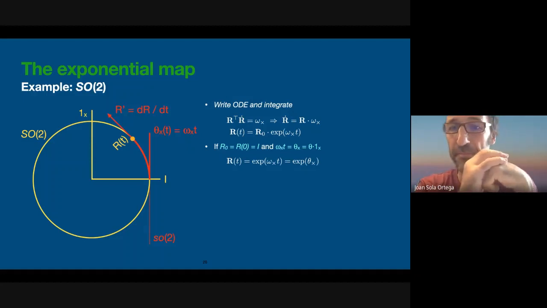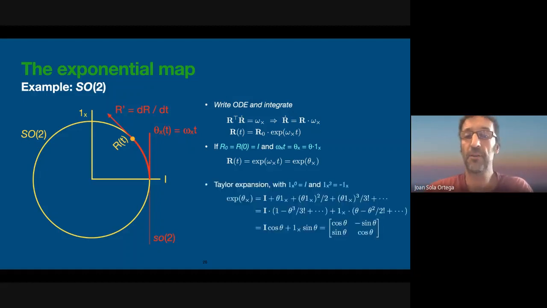Now if for example R0 is the identity, as in the drawing, we started at the identity, we have that R of t is the exponential of omega cross t. And if omega cross t, we call it theta cross, that means omega t would be the angular velocity times time. And the cross means we are in the tangent space, in the Lie algebra of the group. And we can multiply omega times t and get an angle, and theta cross is also an element of the tangent space. And to go to the group space, so to get the rotation matrix R, this is the exponential function.